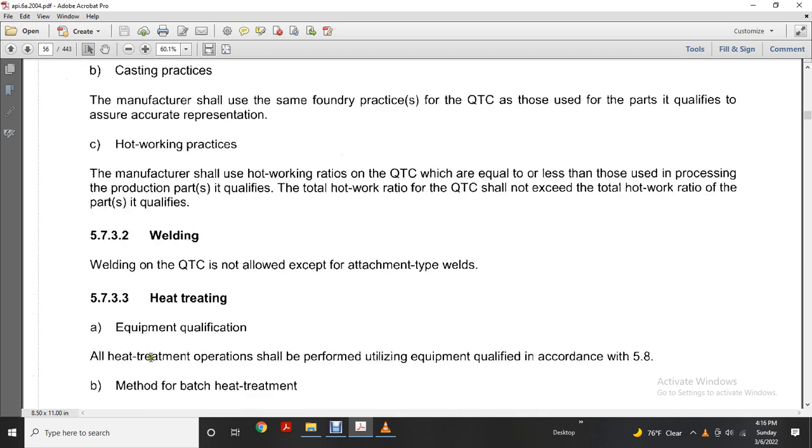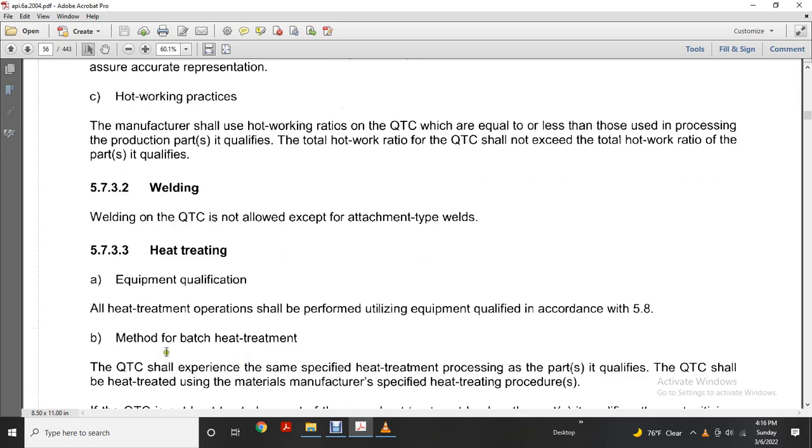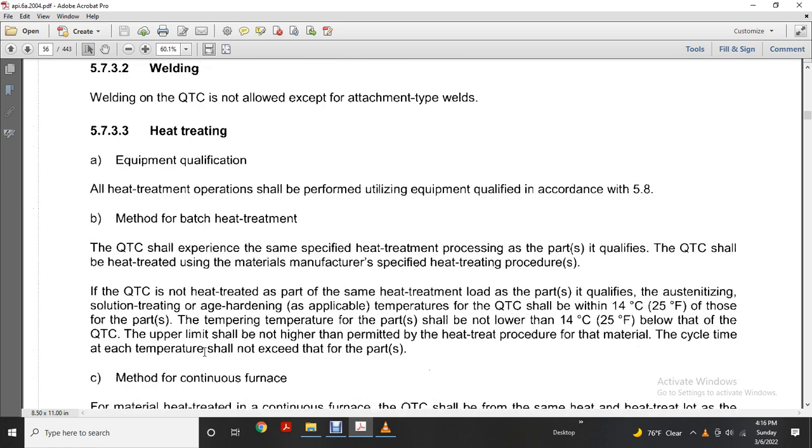Heat treatment equipment qualification. All heat treatment operations shall be performed using equipment qualified in accordance with 5.8. For batch heat treatment, the qualification test coupon shall experience the same specified heat treatment process as the material it qualifies, and shall be heat treated with the material according to the manufacturer's specified heat treating procedures.